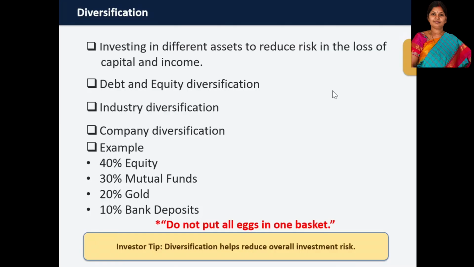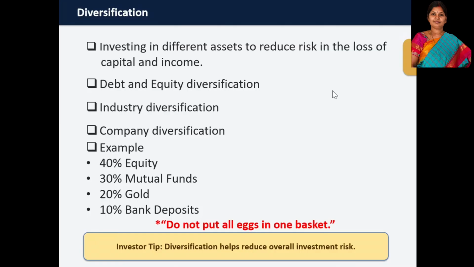Next, industry diversification. What is industry diversification? Don't invest all your money in only one industry. Diversify your investments. So where you have to invest some amount, you invest in banking industry, some amount you invest in IT industry, some amount you invest in pharmaceutical industry, some amount you invest in construction industry, some amount you invest in iron and steel industry. You can also invest in FMCG industry, sugar industry, oil industries, right? So like that you diversify your investments.